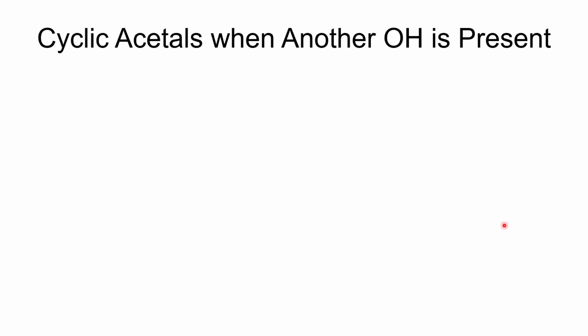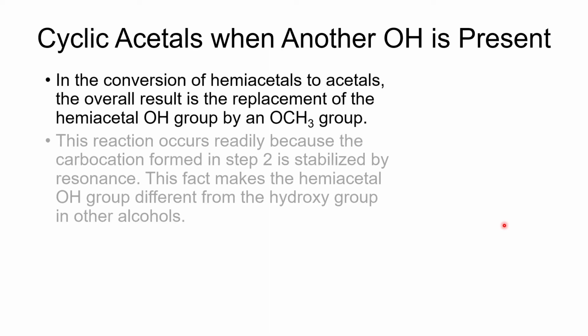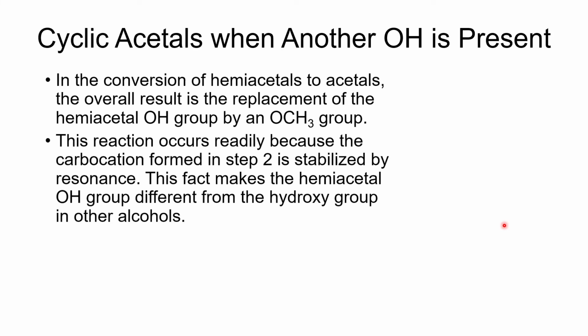One quick note about this. This is sometimes confusing. What if there is another OH present? Is that going to affect it? And the answer is not really. So if we want to convert it into an acetal, if you happen to have another OH present, that OH is unaffected. And it's not that it doesn't get protonated. Oh, it does. It gets protonated. It's that we don't lose that OH. We don't lose that OH to form a carbocation.